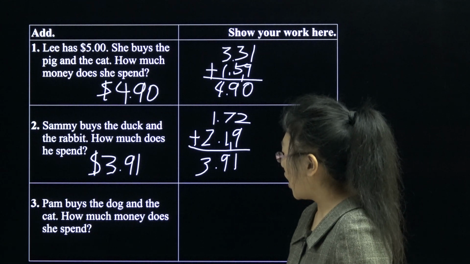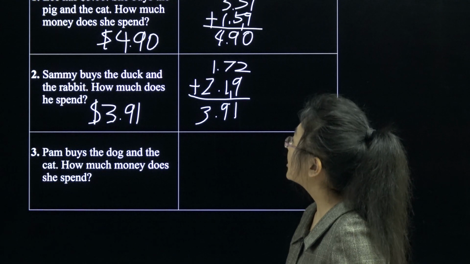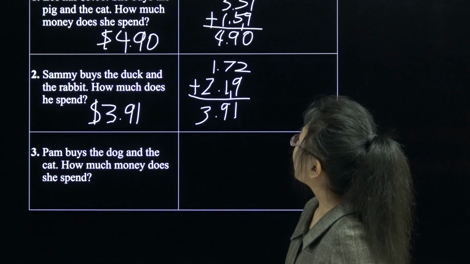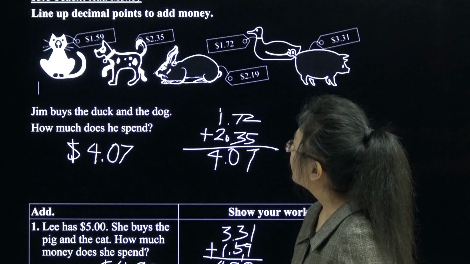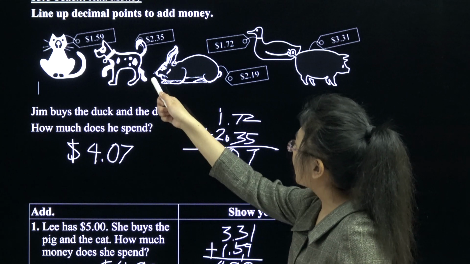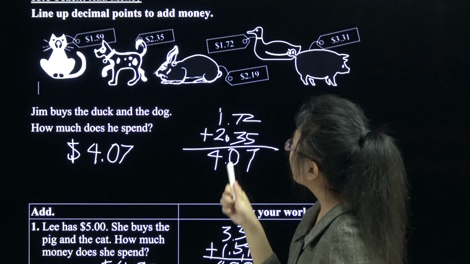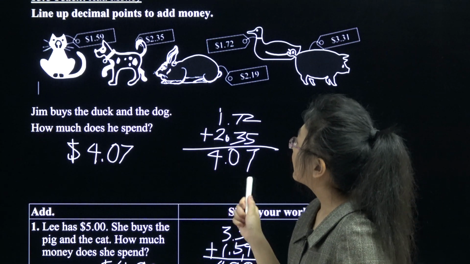Pam buys a dog and a cat. How much money does she spend? So the cat is $1.59 and the dog is $2.35.